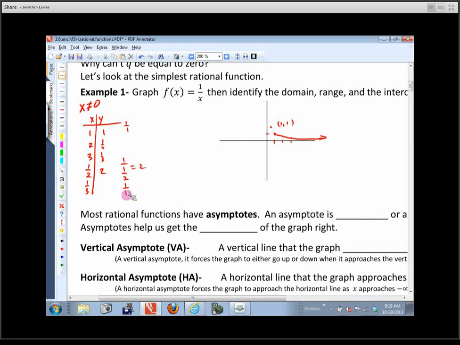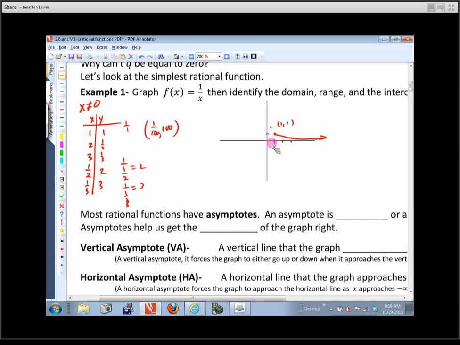1 over 1/3, flip that over and multiply, so I end up with a 3. In fact, if I plugged in a 100th, what number would come out? 100. Okay? So this is what the reciprocal function does. When you plug in really big numbers, it makes them really small. It flips them over. The reciprocal of a really big positive number is a really small positive number.